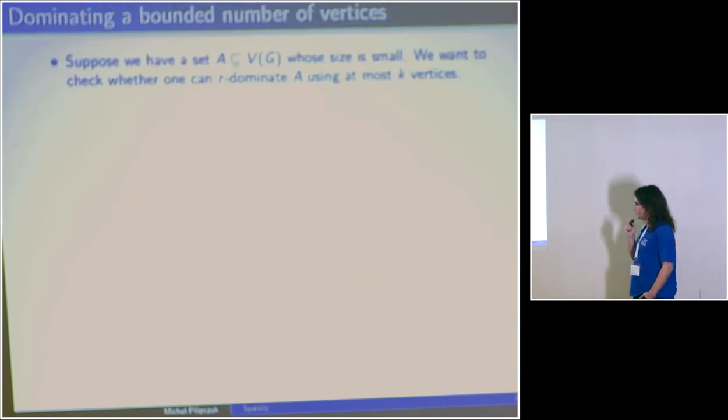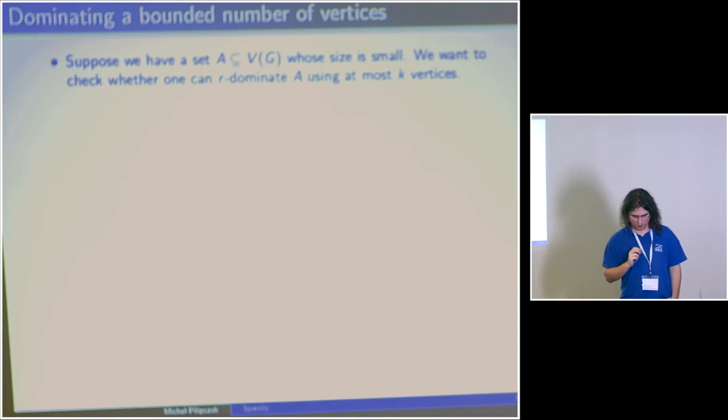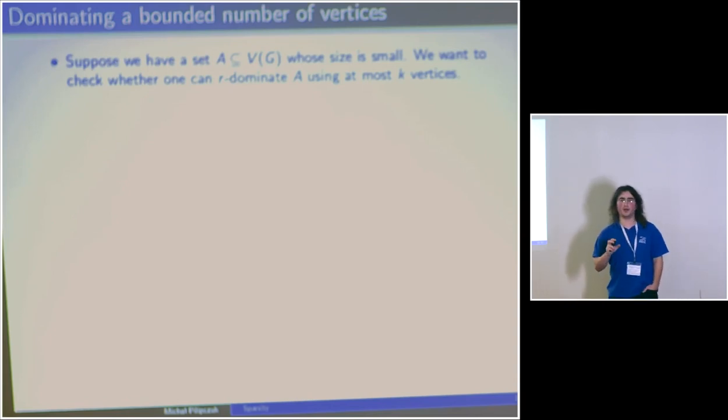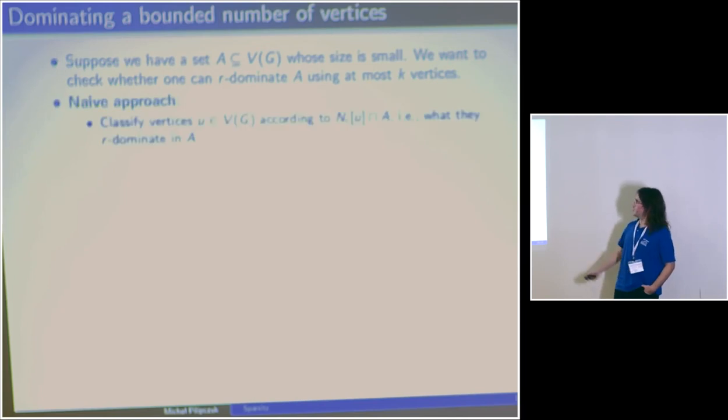Good. So before I go to the algorithm, let me give you the following question. Suppose I've got a large graph, and I've got a small subset of vertices A. And I'm only interested in r-dominating these vertices from A. Yes? In what running time can I do it? So let me do a really naive approach. Vertices of the graph have some r-neighborhoods in A, meaning the vertices that they r-dominate in A. Yes?